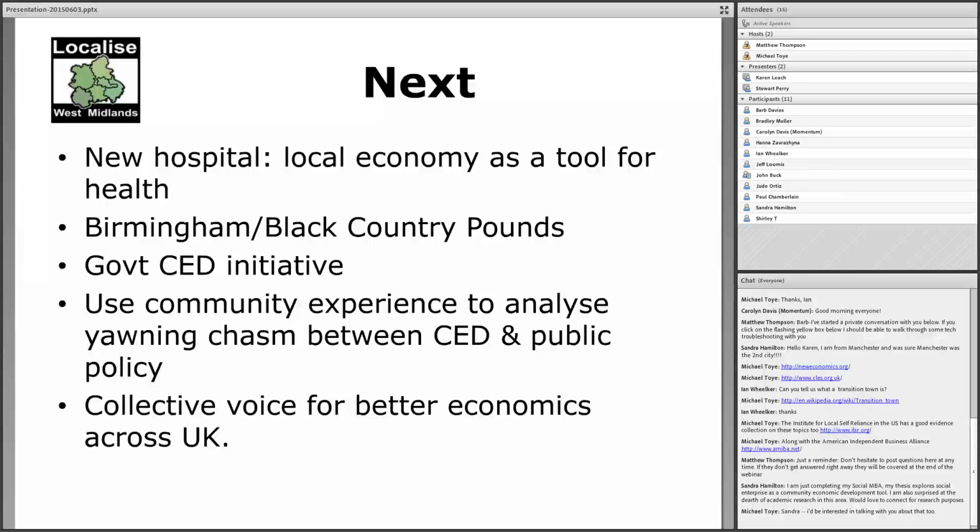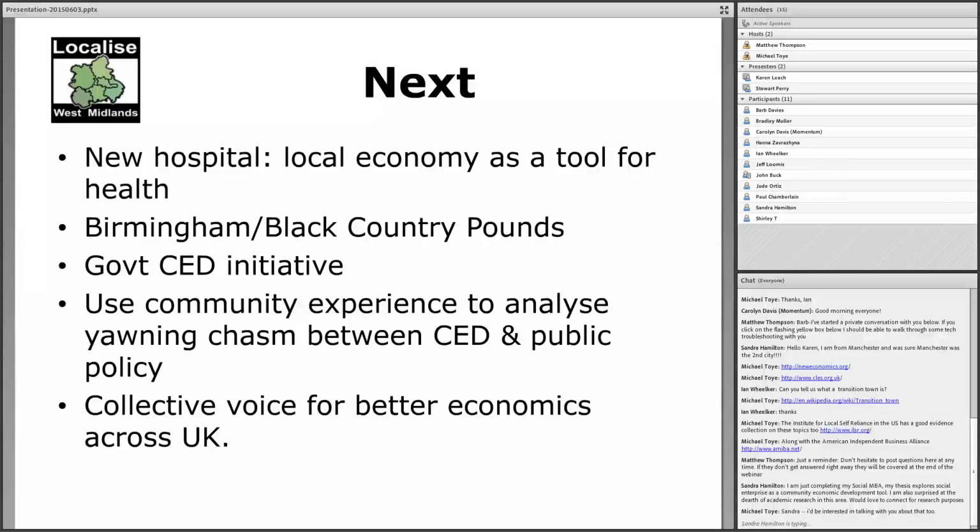We're going to be an advisor to one community, and we're really looking forward to that. And then we want to use that experience to identify where community economic efforts and those of public policy diverge, and to try and address that gap. And that's one of the exciting things we're hoping to do next.